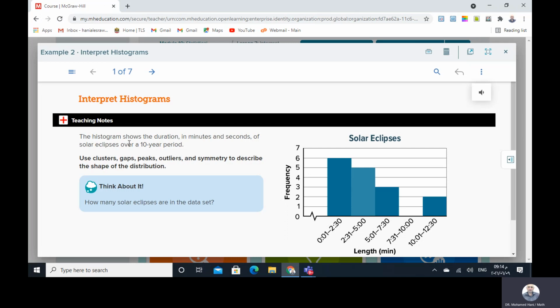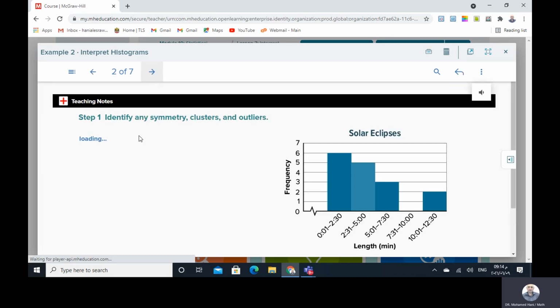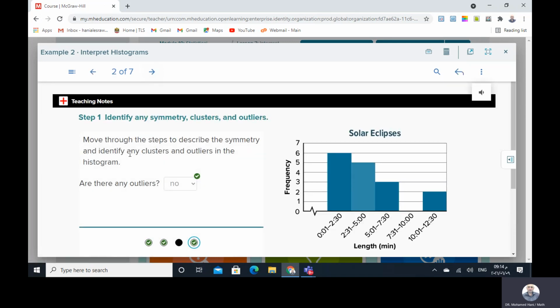The histogram shows the distribution in minutes and seconds of the solar eclipse over a 10-year period. Use clusters, gaps, peaks, outliers, and symmetry to describe the shape of the distribution. The first step: identify the symmetry, clusters, and outliers.